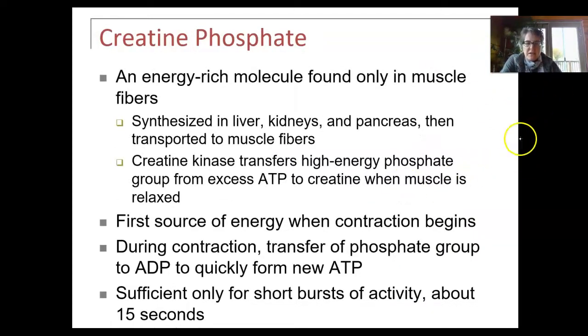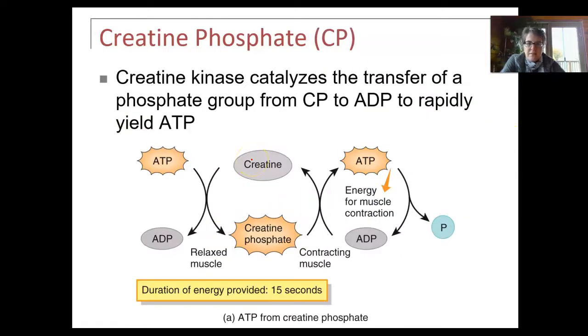Where does the ATP come from? The first thing you do is use whatever ATP you have in the cell. That doesn't get you very far.